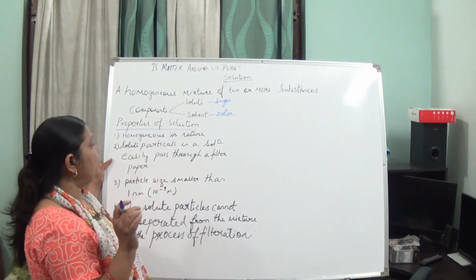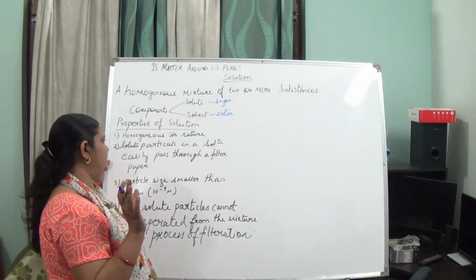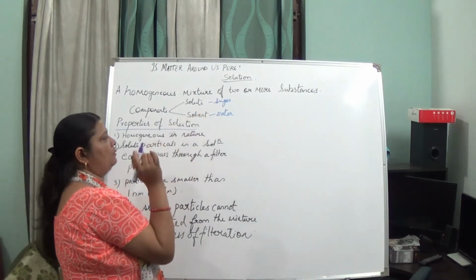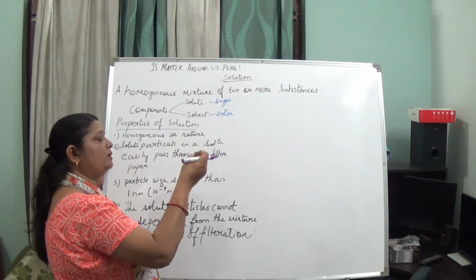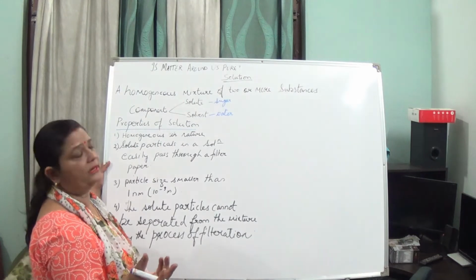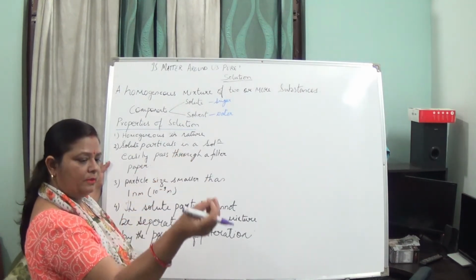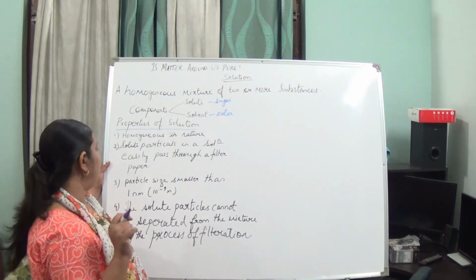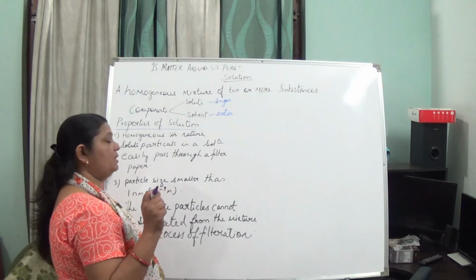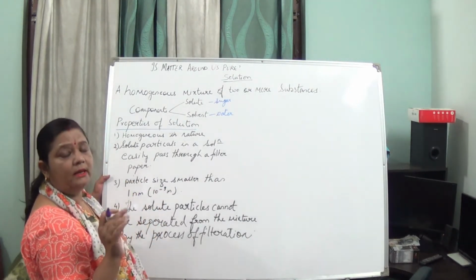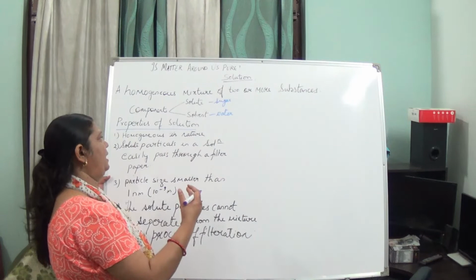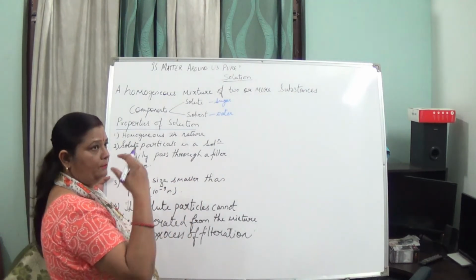Now, solute particles in a solution easily pass through a filter paper. If we are taking sugar and water and filtering this solution, will you get anything on the filter paper as residue? You will not get any, because the whole solution will pass through the filter paper as filtrate. The particle size is very small, smaller than 1 nanometer. 1 nanometer means 10 to the power minus 9 meter. So it's very small, and so it mixes totally and forms a homogeneous solution.